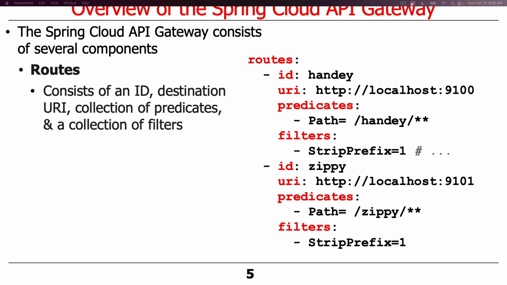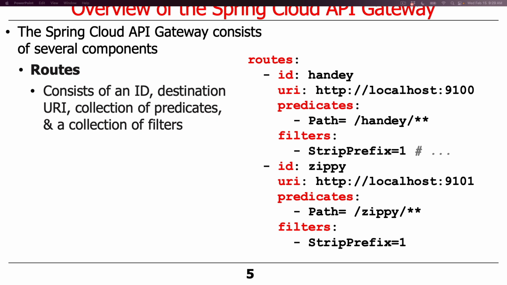So the first and the main concept is the concept of a route. And what is a route? A route consists of an ID, which is typically the name of a microservice, a destination URI, which is how to go find that microservice, a collection of predicates, which, as we'll see, are ways of identifying a particular microservice, and a collection of filters, which says things that you do to the URI that's come in to the request before you send it on.